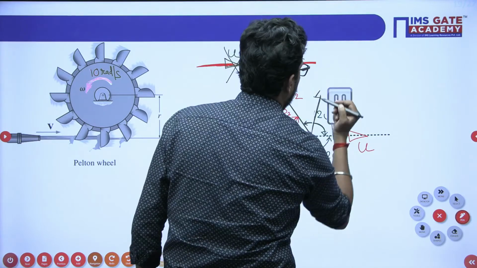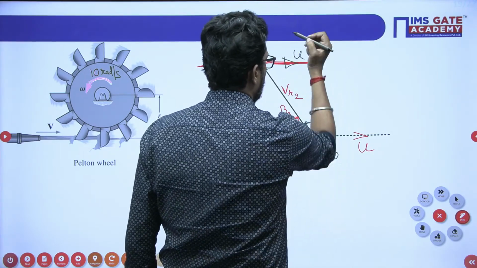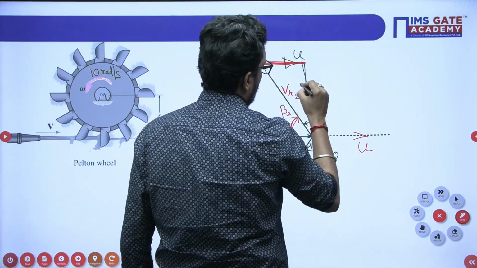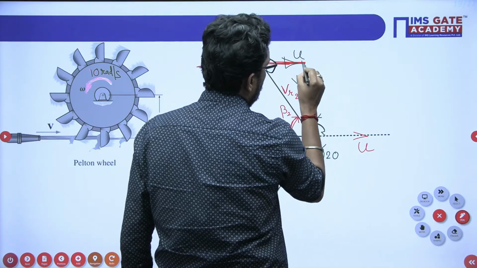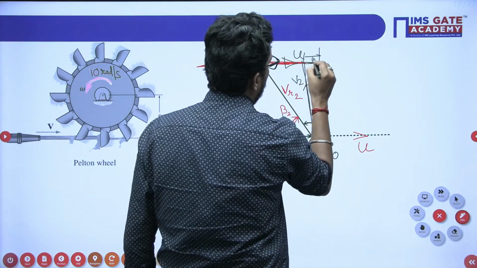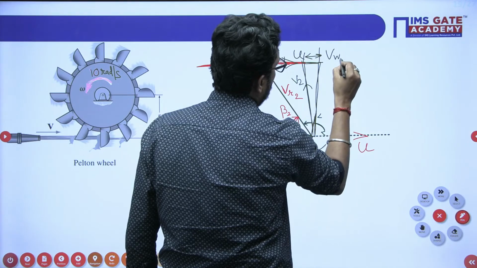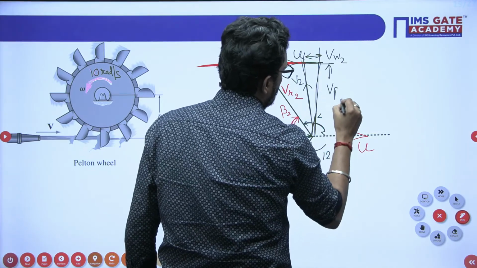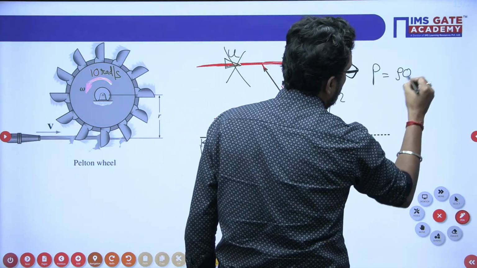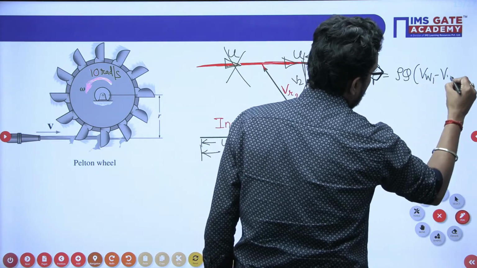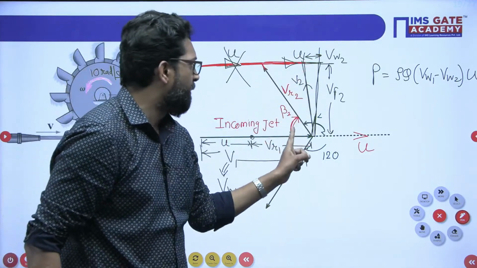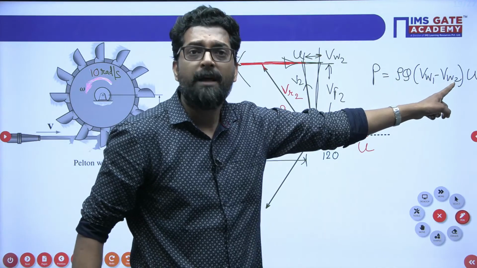So if you join this one, this is your V2. The V2 component is the whirl component, VW2, and this is your VF2. Now, what is the power? Power P is equal to rho Q (VW1 minus VW2) into U. Since beta 2 is given, you can easily find VW2.